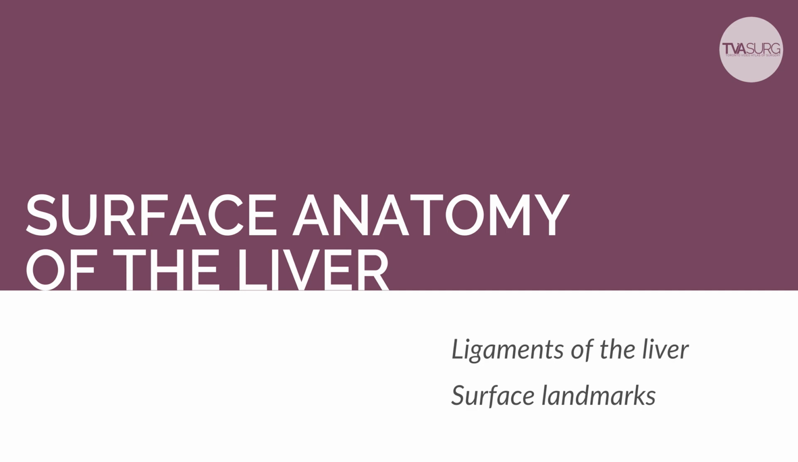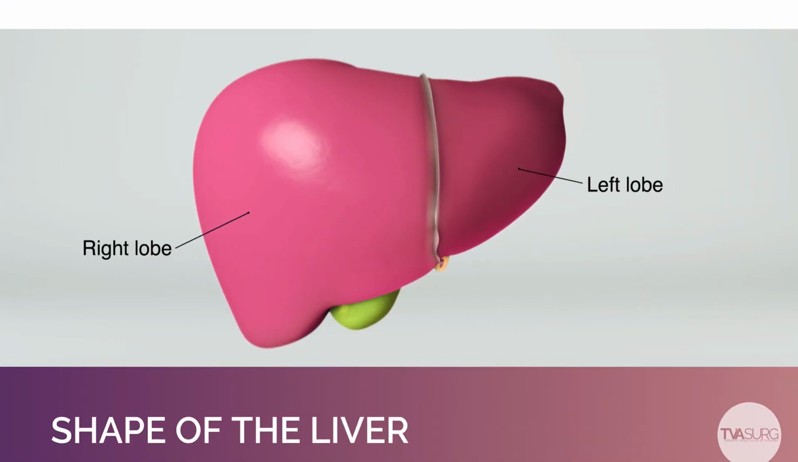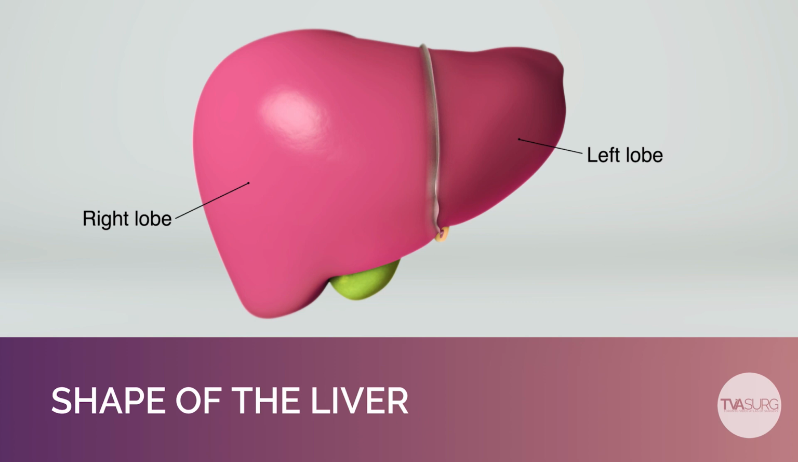Before I dive into what's above and behind the liver, I will first talk about what is on the liver itself. These include ligaments that are attached to the liver and other surface landmarks that help divide the liver anatomically. When we usually think about the shape of the liver, this is probably what comes into our minds. A general wedge shape. Here's the right lobe and here's the left lobe.